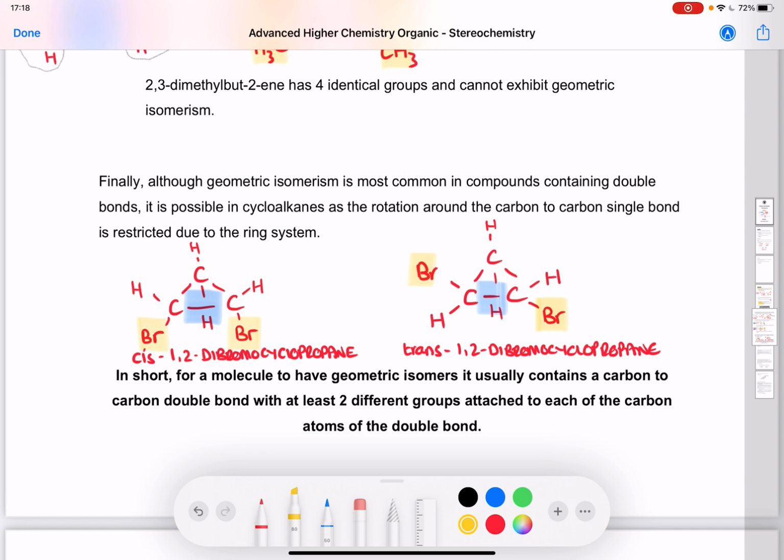And then to end off this lesson, in short, for a molecule to have geometric isomers, it usually contains a carbon to carbon double bond with at least two different groups attached to each of the carbon atoms in the double bond.